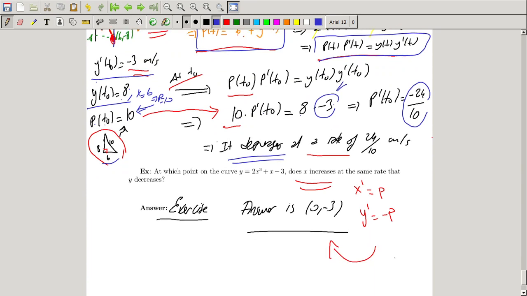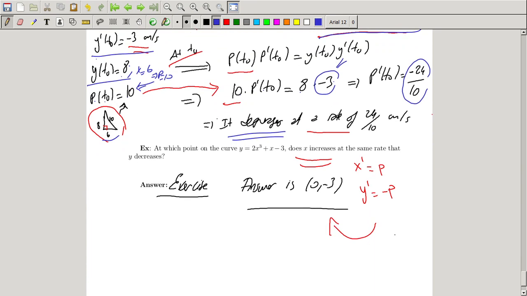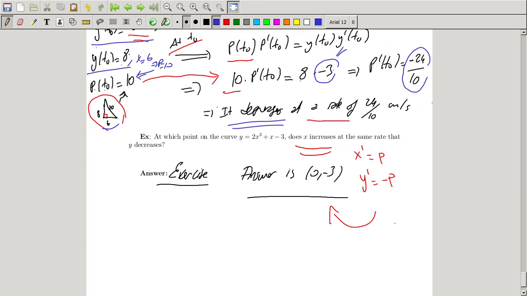And another question, we already did a similar one, almost the same one. At which point on the curve does x increase at the same rate that y decreases? Please try to do that example. Maybe you can do it in the recitation. I gave this question for the recitation, but you can try by yourself. It's not a difficult question.